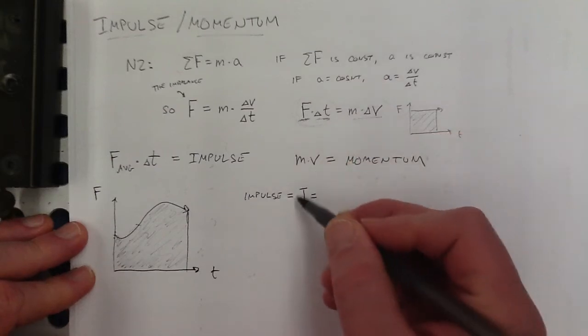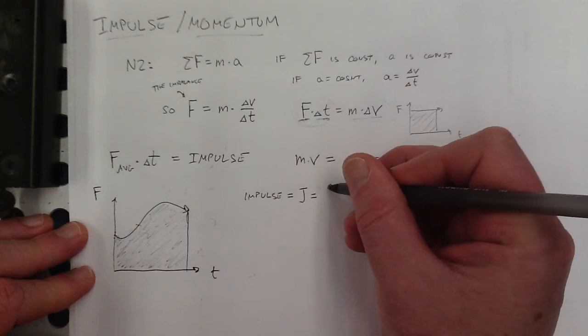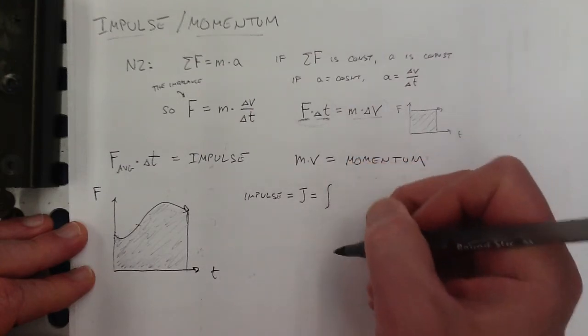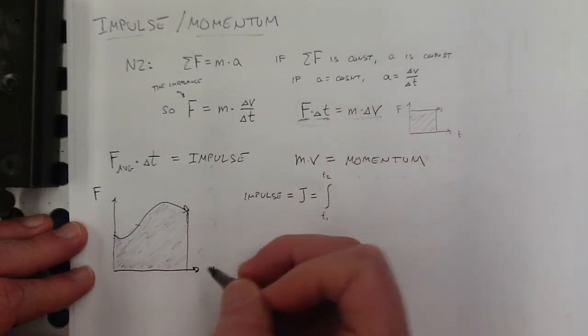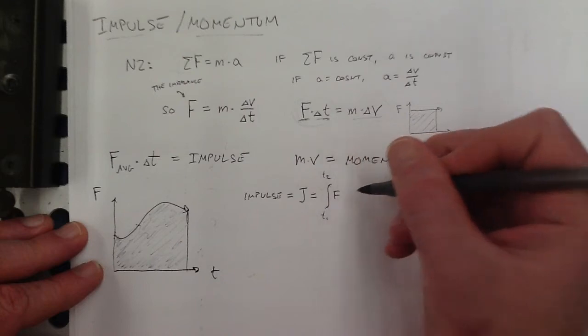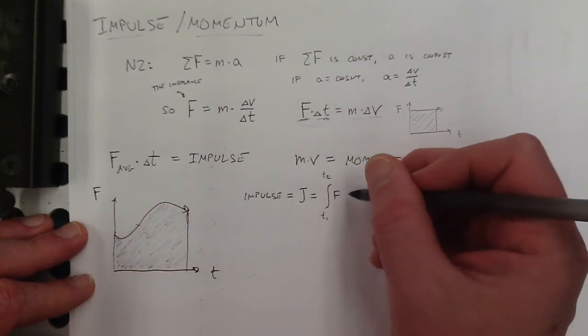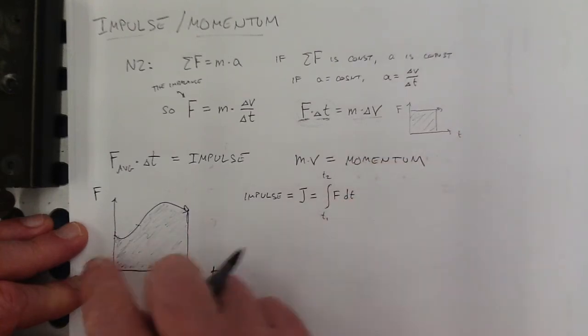So you're not going to see that a whole lot. Most of the time, the impulse, I'll show you the equation that you're going to see the most in a second, or that version of it. So we're going from time 1 to time 2, some time interval of the area under a force curve, but it has to be force as a function of time.